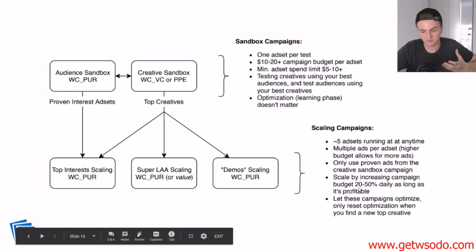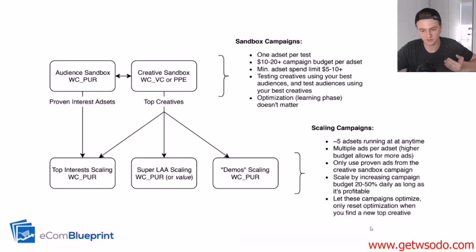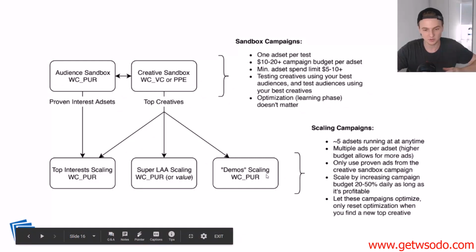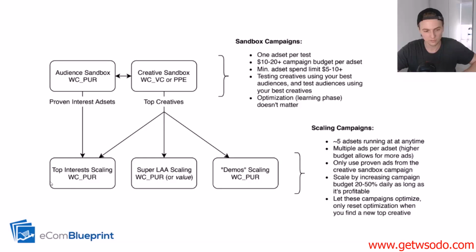Scaling, you just scale by increasing the campaign budget here as long as it's profitable. You let these campaigns optimize and only reset the optimization when you find a new top creative. And when you do reset the optimization, it re-optimizes pretty fast because it's scaling campaigns, right? So you're spending a lot, it's getting a lot of data, and so it can optimize fast. And so that's the general ad account structure, right? This is what your ad account's going to look like overall if you follow my blueprint.